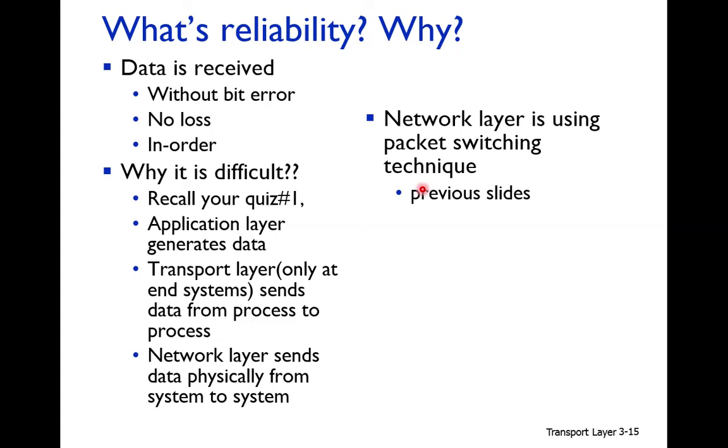So if the physical data can be lost, then how does the transport layer achieve reliability? This is the discussion of today's class. If the network layer that moves the data physically can lose data or deliver it out of order, then how can the transport layer achieve reliability? Reliability means that the data is received without bit error, without loss, and in order. So how does the transport layer achieve this reliability using the packet switching technique at the network layer?